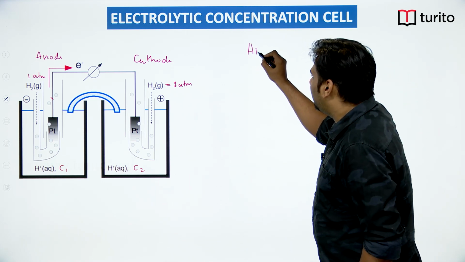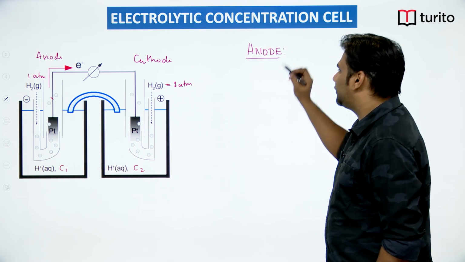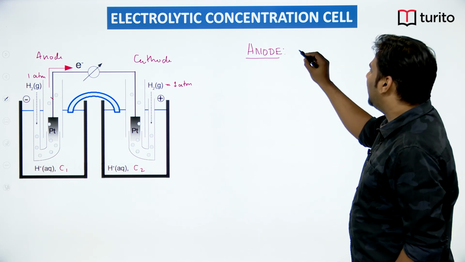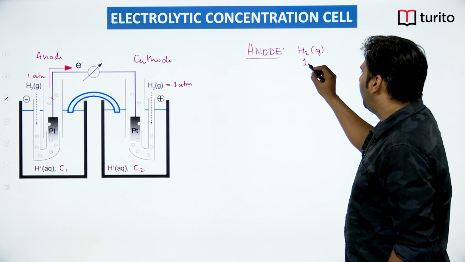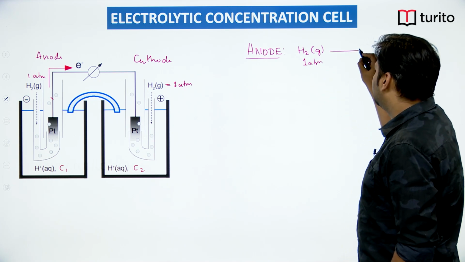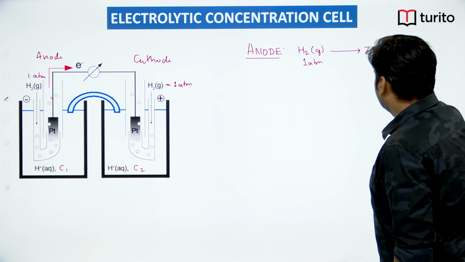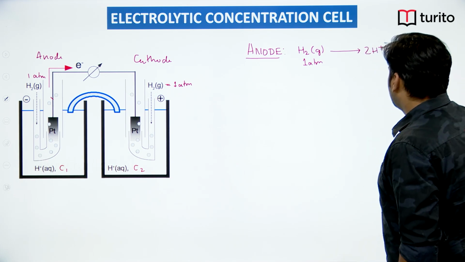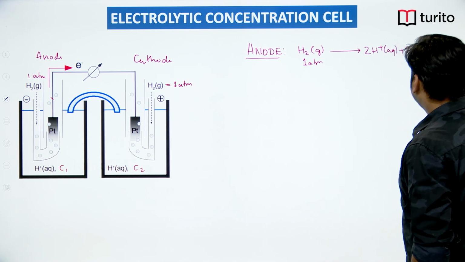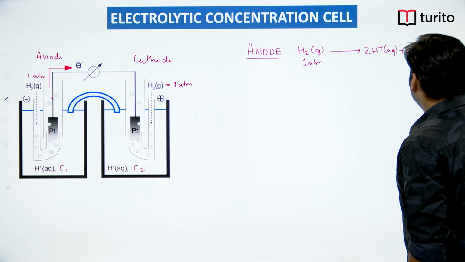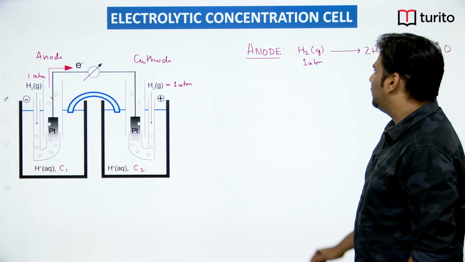Okay, so if I talk about anode, we know that at anode oxidation takes place. Okay, so H2 gas whose pressure was 1 atm would be undergoing oxidation and would be changing into H plus ion. Okay, so we will get this. Now we know that E naught of this is 0 because this is the hydrogen ion electrode.